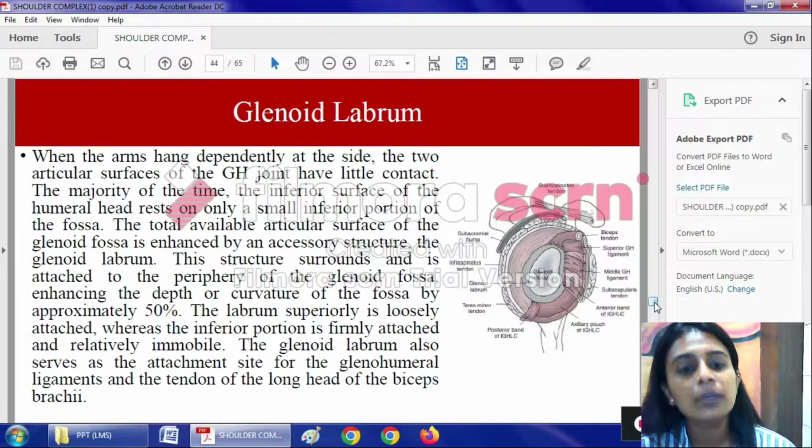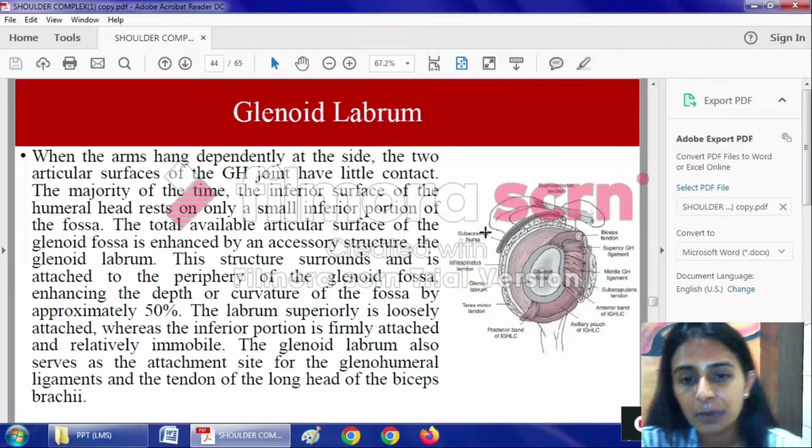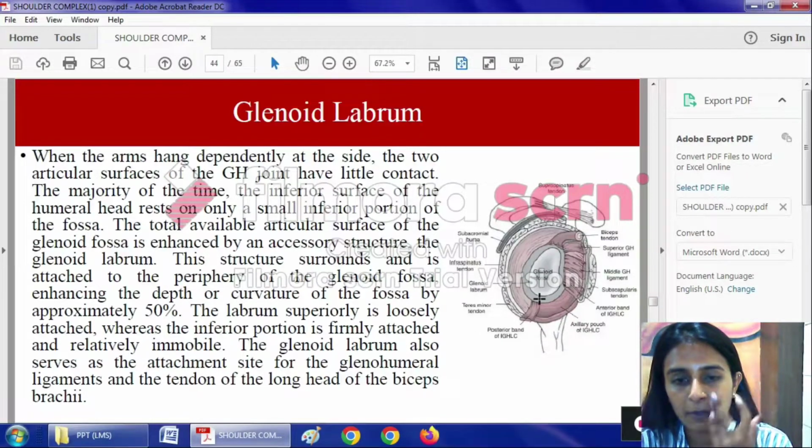The labrum superiorly is loosely attached, whereas the inferior portion is firmly attached and relatively immobile. The glenoid labrum also serves as the attachment site for the glenohumeral ligament and the tendon of the long head of biceps brachii. This is the diagram of the glenoid fossa.